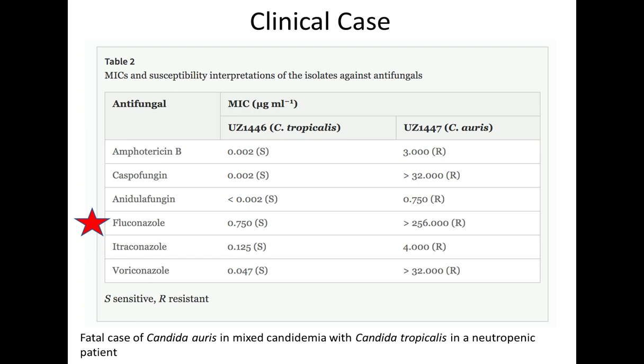Moving on to susceptibility testing, when you did susceptibility testing of the Candida tropicalis, whether it's amphotericin, caspofungin, anidulafungin, any of the echinocandins, or all of the azoles, fluconazole, itraconazole, voriconazole, they all tested as susceptible. So the fluconazole treatment that the patient was put on, when the gram stain revealed yeast in the blood, would have covered this particular organism. The problem is that when that testing was performed on Candida auris, and later on we'll get into the talk about susceptibility testing for Candida auris, what was found is that the Candida auris was resistant to all of the antifungals, but also especially resistant to the antifungal that the patient was placed upon, which was fluconazole. So this ended up being a fatal case of Candida auris in mixed candidemia with Candida tropicalis in a neutropenic patient, just showing how deadly this bug is and how resistant it can be to antifungals that are put on board.